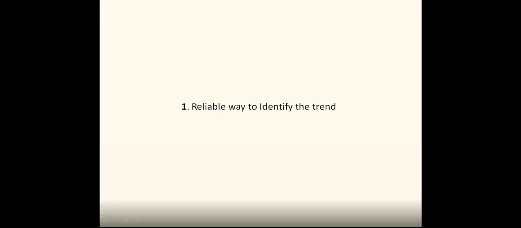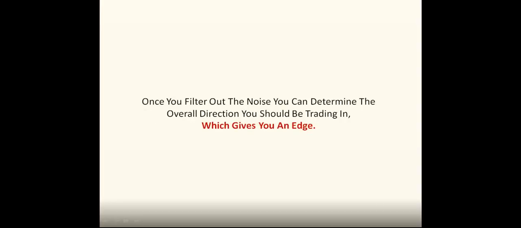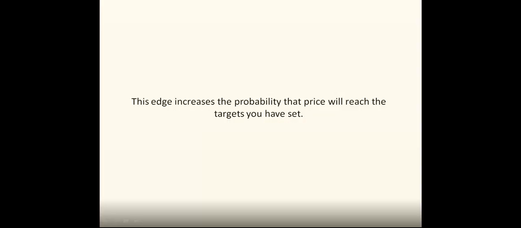Here it is. Step number 1. You need a reliable way to identify the trend. The market is constantly moving in different directions. Having a reliable way to identify the trend enables you to filter out the noise. Once you filter out the noise, you can determine the overall direction you should be trading in, which gives you an edge. This edge increases the probability that price will reach the targets you've set.